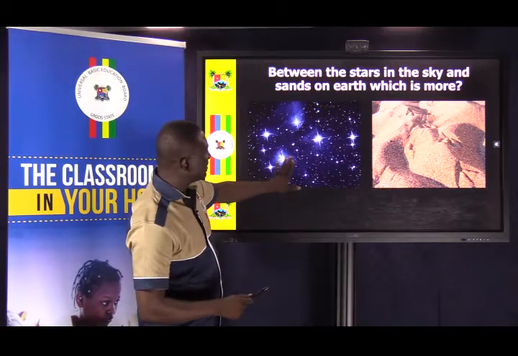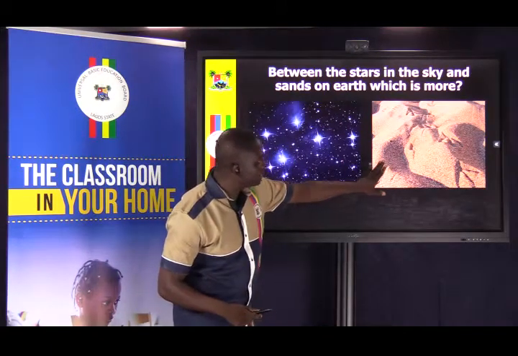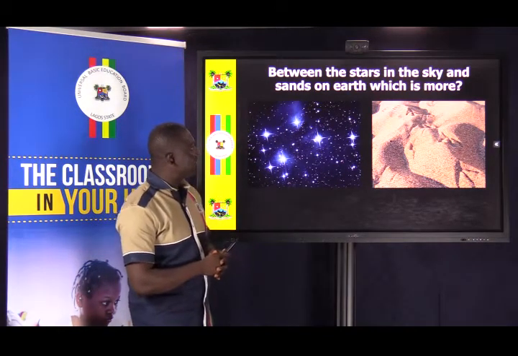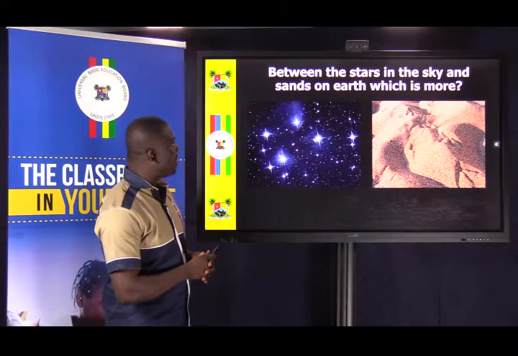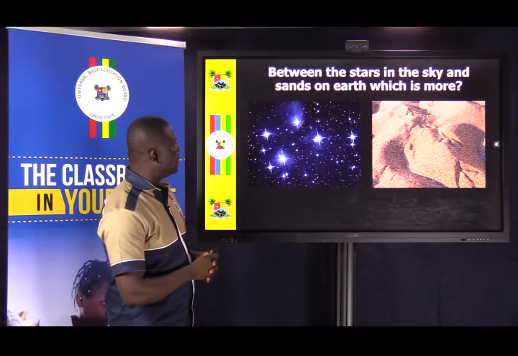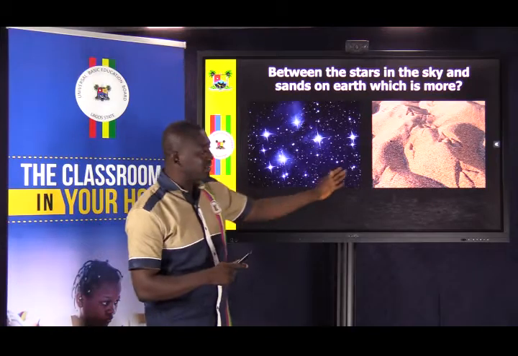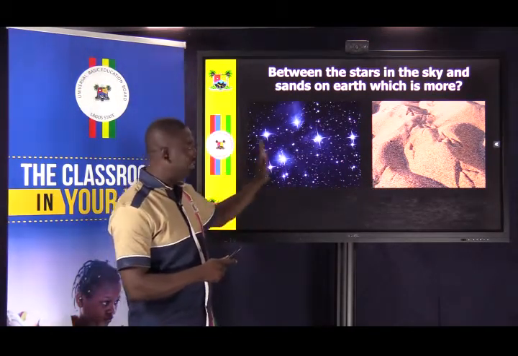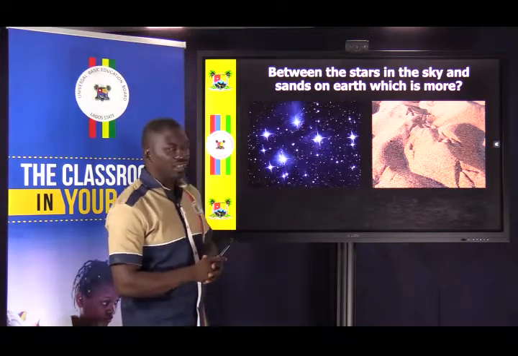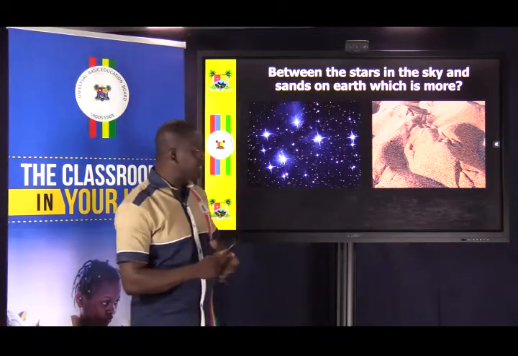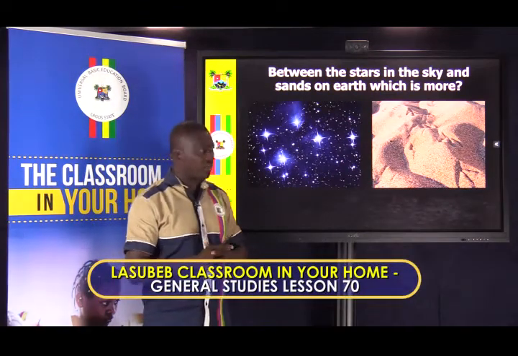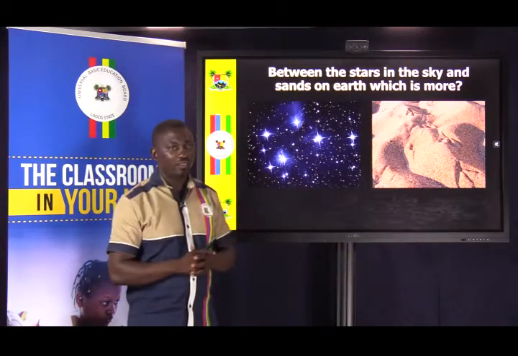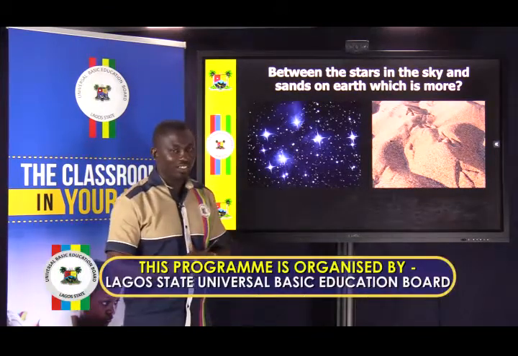Oh, these are stars and these are grains of sand. Between the stars in the sky and the sands on earth, which is more? Do we have more grains of sand than stars, or do we have more stars in the sky than grains of sand? Do you know the answer? I think this one should be easy. Please put down your answer quickly. I'm sure you should be able to know this.